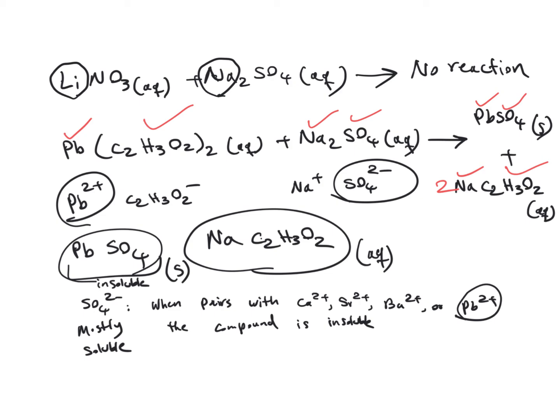But here, as I said, this is the precipitation reaction, or the subject of the precipitation reactions, how to predict them. Here we had sodium and lithium. We know as a fact they are soluble, both of them, with any anion, so we have no reaction. So here we have Pb, lead 2, we have acetate, we have sulfate, we have sodium.